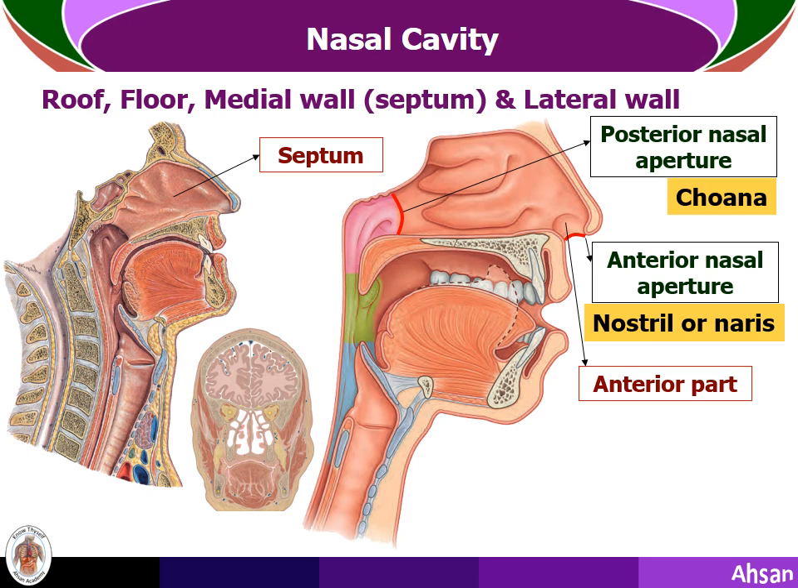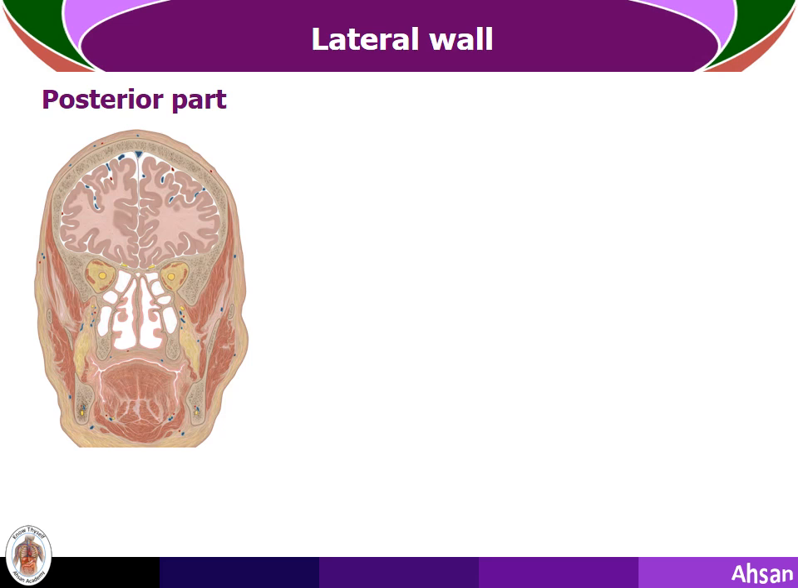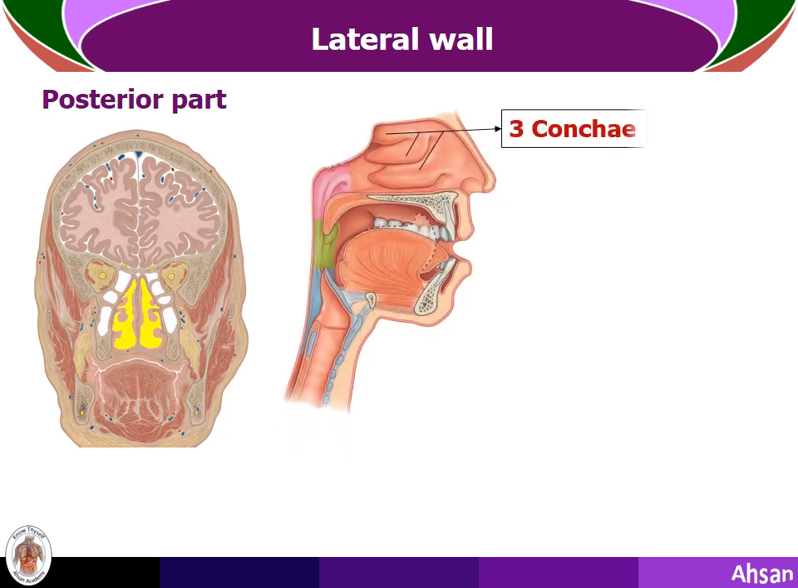This total nasal cavity is divided into three parts. The anteriormost part is the vestibule, then the middle part, which is also known as the atrium, and the posterior part, which contains several shelf-like projections and grooves in between them. The posterior part of the nasal cavity, the lateral wall, contains several features. That's why this area is relatively important.